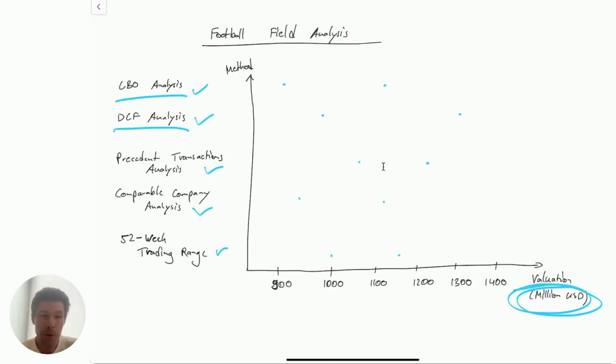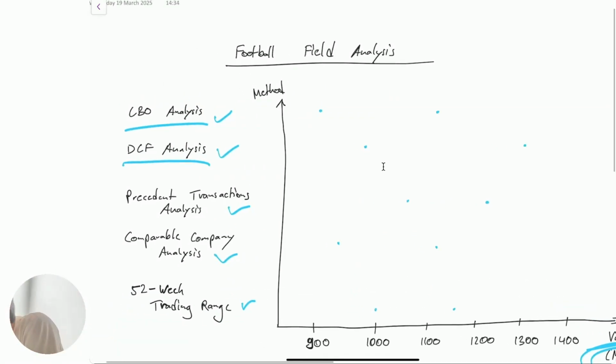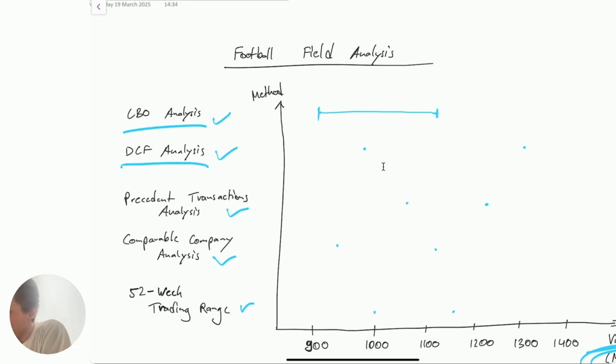Typically, the football field analysis is displayed as horizontal bar charts with different valuation ranges plotted along a price per share or enterprise value axis. Each valuation method is shown as a separate bar. What does it mean? If you do an LBO analysis, depending on your assumptions and your calculations, you may have a base case, a bull case, a bear case, which means worst case and best case. So you will come up with a range.